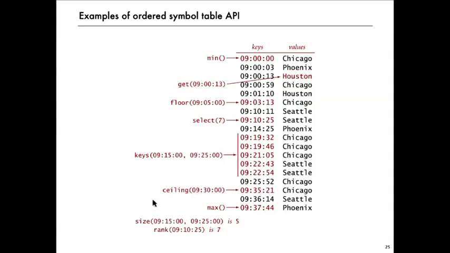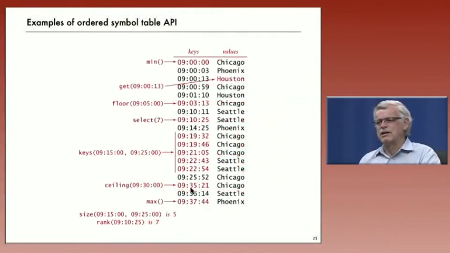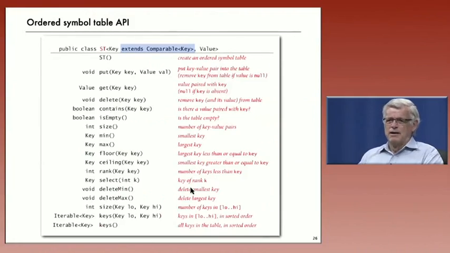Then see how many things happen between 9:15 and 9:25. And how many calls were there before 9:10:25. So you can see that all of these operations are quite natural when we have the table in sorted order, and that's what we have for our binary search implementation. So we can implement these efficiently, and they are convenient and useful for the clients.